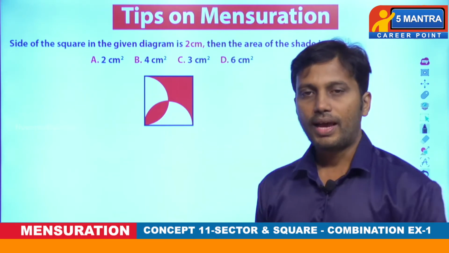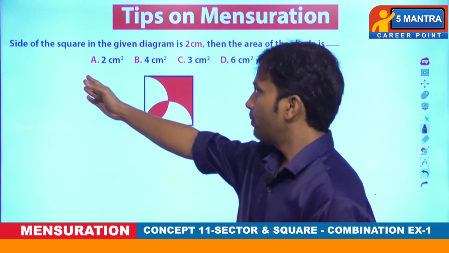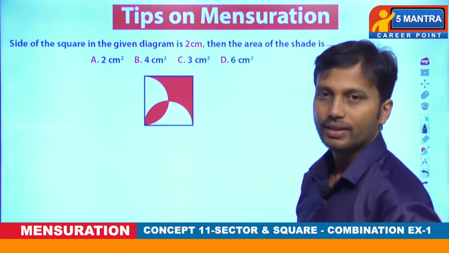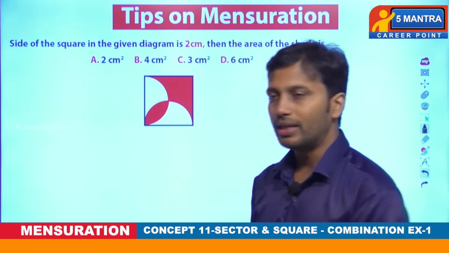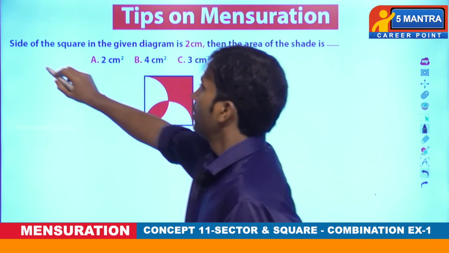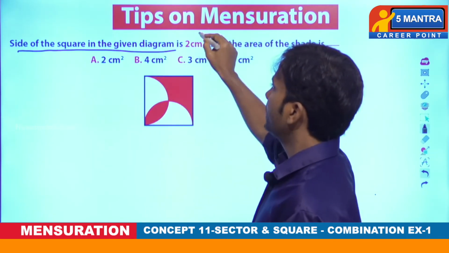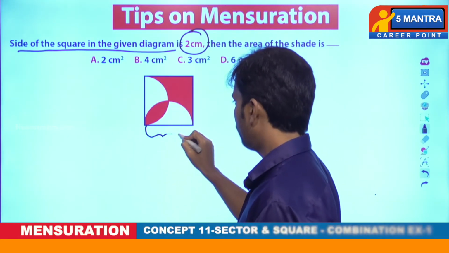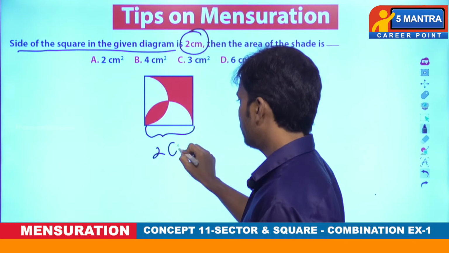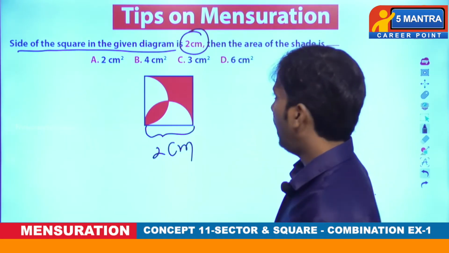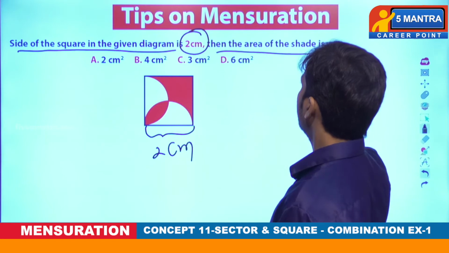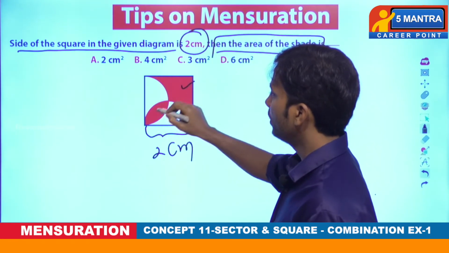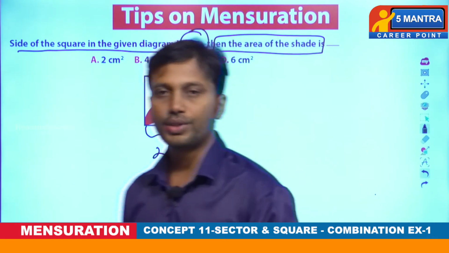So just have a look at this. The next problem is given somewhat differently. Just see. The side of the square in the given diagram is how much? 2 centimeters. So first of all, represent that. What is the side? 2 centimeters. And we need to find the area of the shade. The area of the shade means this red colored portion you need to find. How to do it?